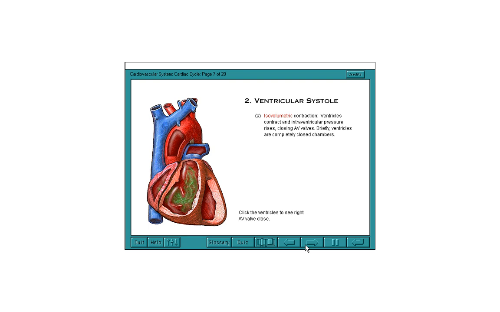The second phase of the cardiac cycle is ventricular systole. As the ventricles contract, intraventricular pressure rises, closing the AV valves. The brief period during which the ventricles are completely closed chambers is the isovolumetric contraction phase. Click the ventricles to see them contract and to see the right AV valve close.